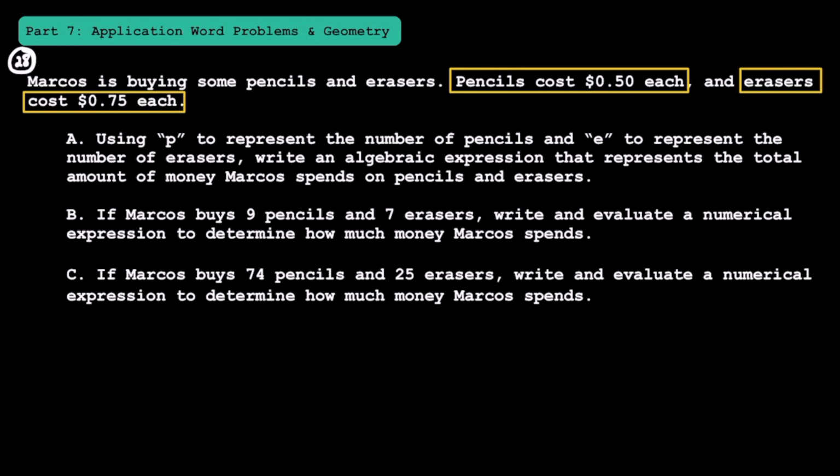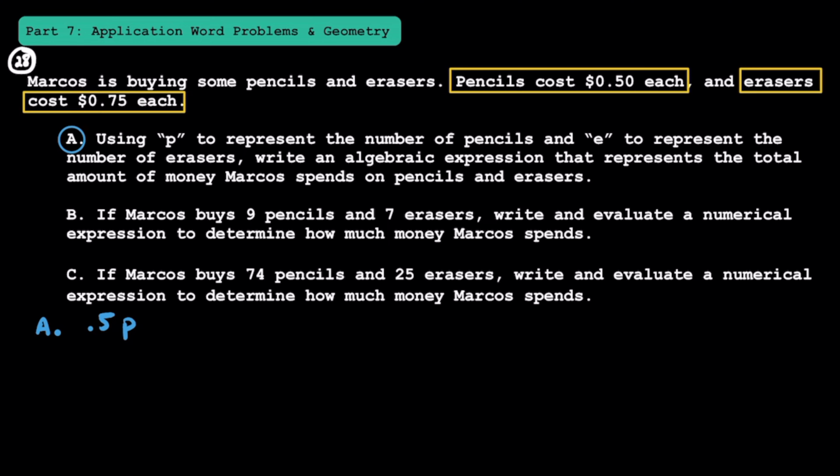Question 28. Marcos is buying some pencils and erasers. Pencils cost 50 cents each, and erasers cost 75 cents each. For part A, we need to use P to represent the number of pencils and E to represent the number of erasers. We need to write an algebraic expression that represents the total amount of money that Marcos spends on these supplies. Since pencils are going to cost 50 cents each, we have to write 0.50 or 0.5 multiplied by how many pencils that Marcos purchases.